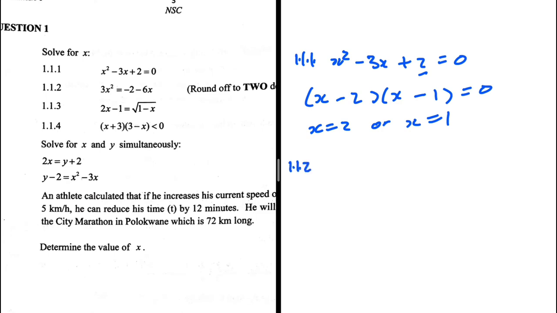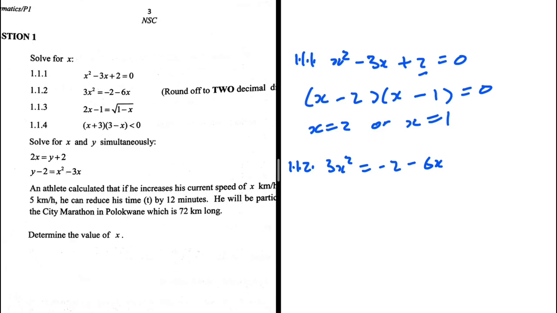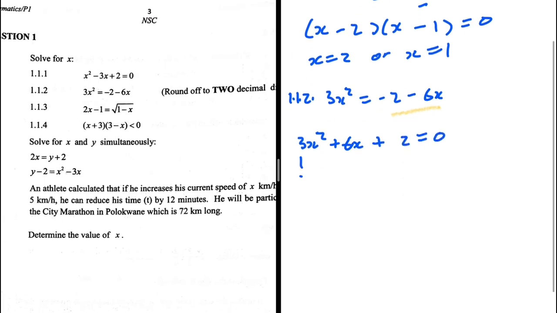So 1.1.2, we have 3x squared equals minus 2 minus 6x. We're supposed to round off our answer to 2 decimal places. Obviously, we are going to use the quadratic formula here. But we still need to take minus 2 and minus 6x to the left-hand side, of which we're going to get 3x squared plus 6x plus 2 equals 0. Should be easy to see that a is 3, b is 6, and c is 2.